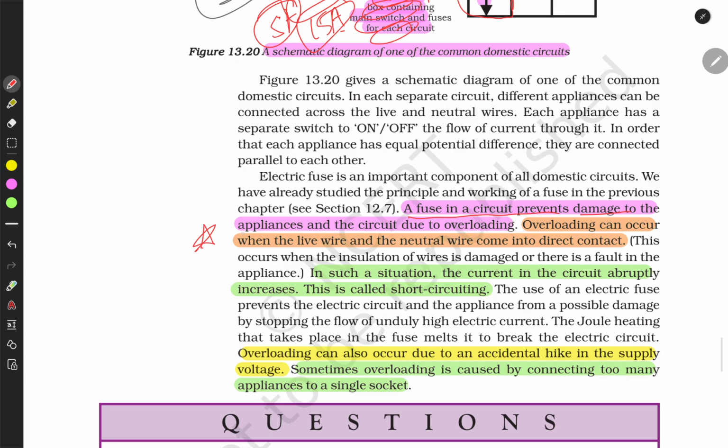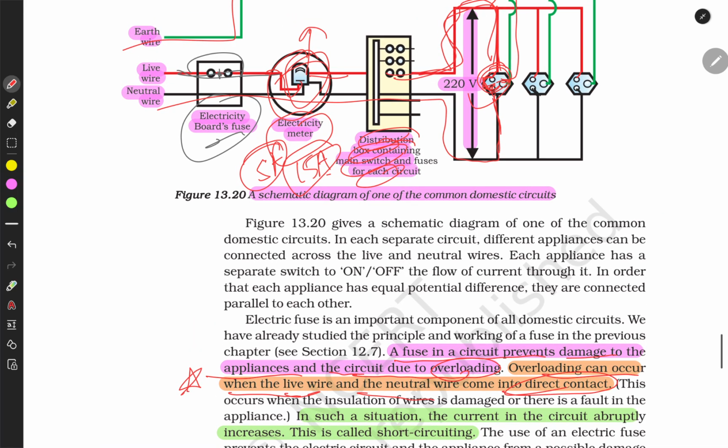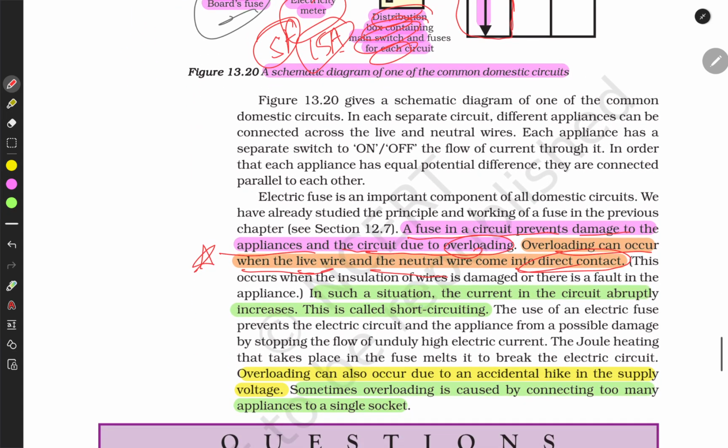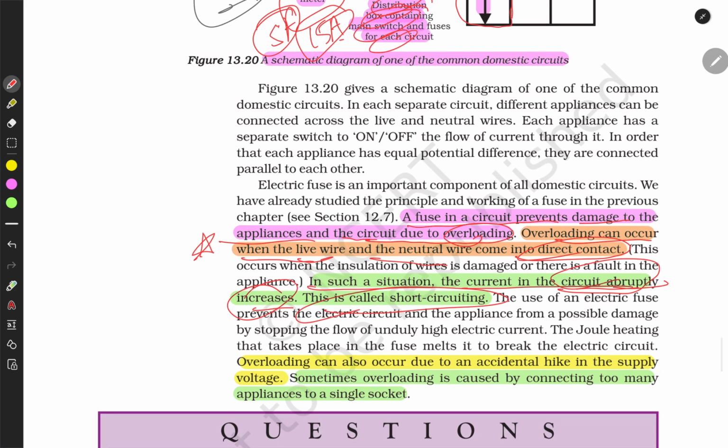A fuse in a circuit prevents damage to the appliances and the circuit due to overloading. Overloading can occur when the live wire and the neutral wire come into direct contact. There will be overloading or an electric fuse when the live and the black wire come together without passing through any resistance, any bulb or any heater or anything. If we directly connect, there will be overloading, and there will be a fuse. And in such a situation, the current in the supply abruptly increases. Definitely the current will abruptly increase, and this is called short circuiting.